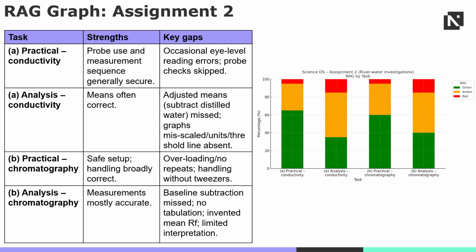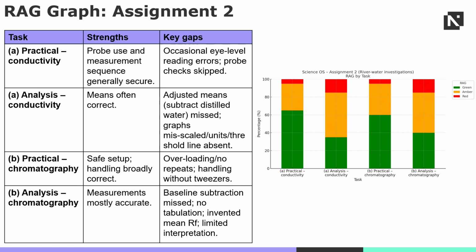For part B, the chromatography practical component, setup and safety were fine overall. Techniques dropped where learners overloaded spots, skipped repeats, or handled plates without tweezers. So remind learners: light spotting, capillary control, consistent solvent height, and drying before development. For the part B analysis, measurements were often accurate, but the baseline subtraction was commonly missed. Tables were sometimes absent. A few invented a mean RF from single runs.